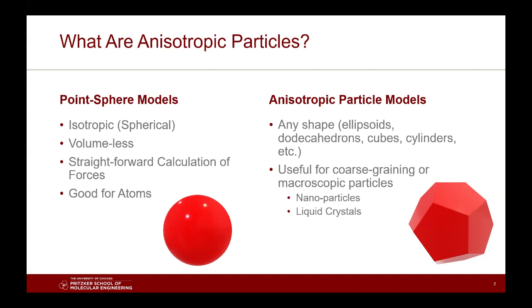Now, this is very good for atomic simulations and some coarse-grained simulations where we can approximate everything to be a sphere. Anisotropic particles take away this assumption that a particle is spherical in nature. And so this means that any shape, an ellipsoid, a dodecahedron, a cube, anything can be modeled with an anisotropic particle. This is especially useful for larger particles like nanoparticles or more complex systems like liquid crystals, because it allows for the relaxed assumption that everything can be simplified down to a point.